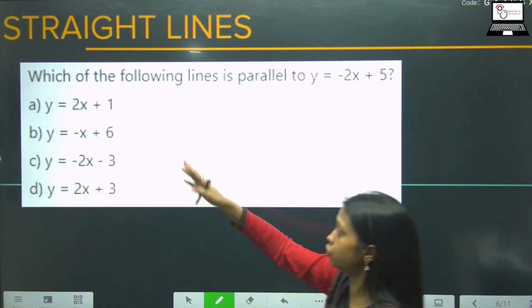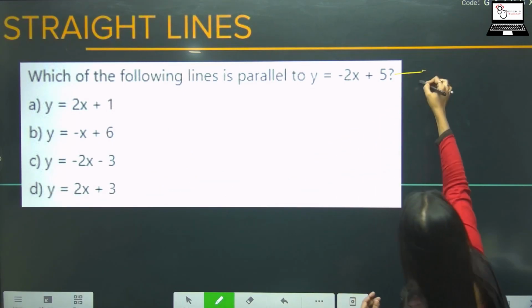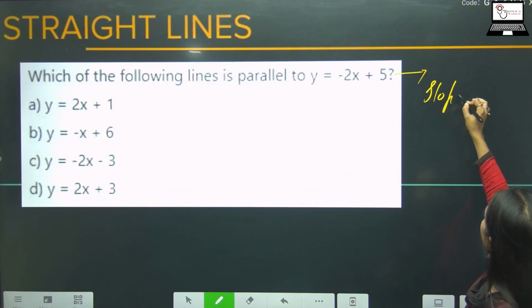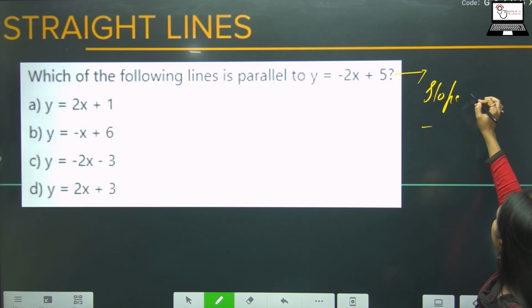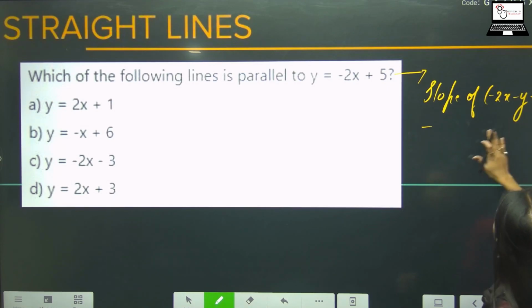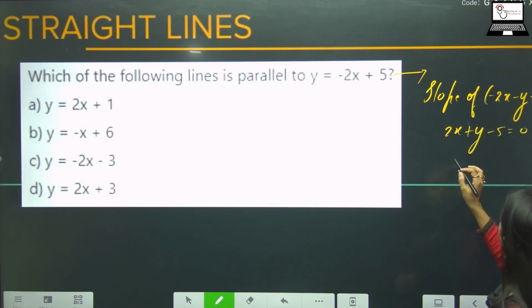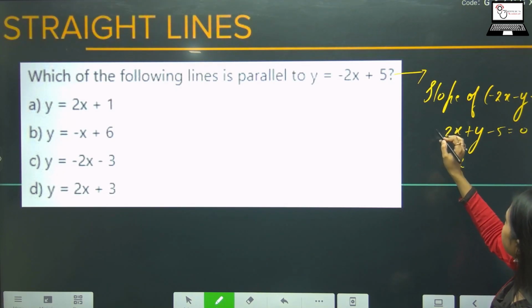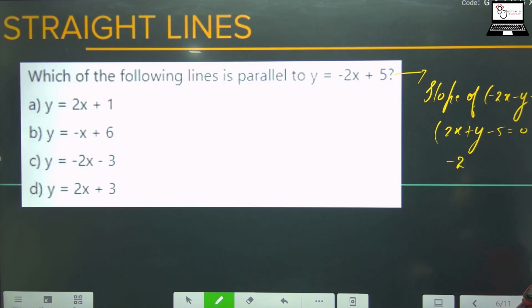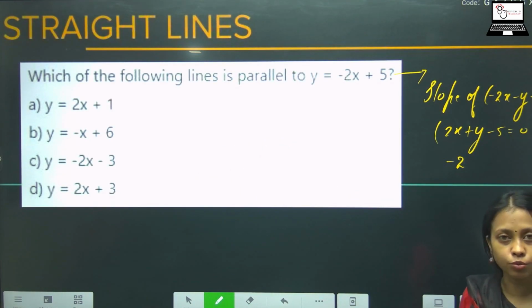So this question says which of the following is parallel. Let's find the slope of this line first. The slope would be given by minus, okay, of minus 2x minus y plus 5 equals to 0, or I can write 2x plus y minus 5 equals to 0. It is minus 2. Which one of them has a slope of minus 2?